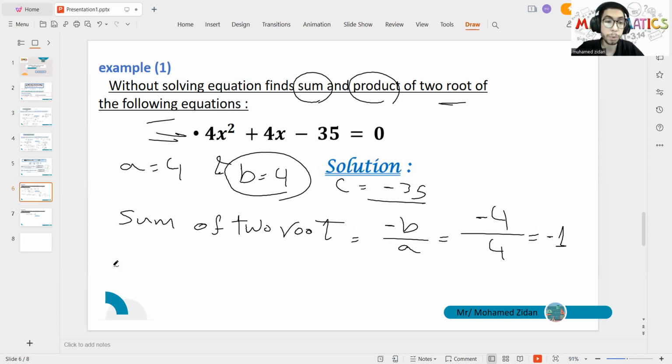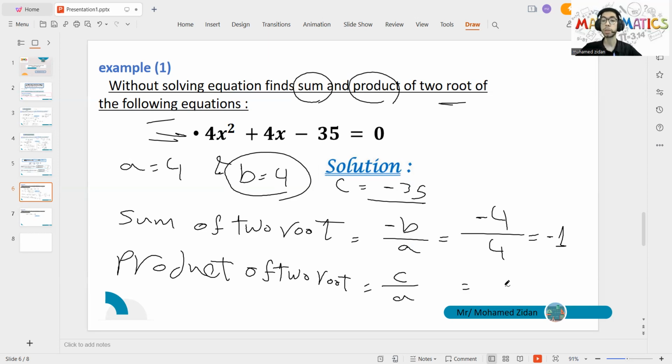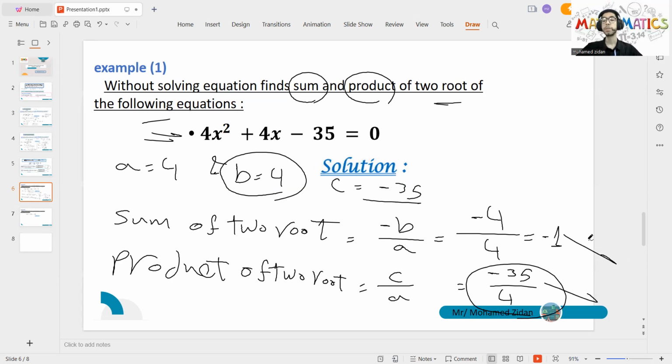But what about the product? The product of two roots is c over a. C equals negative 35, so the product is negative 35 over 4. Today we'll speak about the sum and the product of two roots. The sum of two roots equals negative b over a, where a is the coefficient of x squared and b is the coefficient of x.